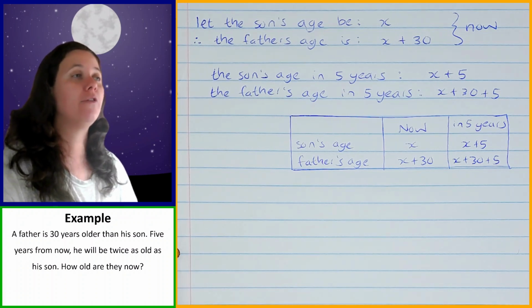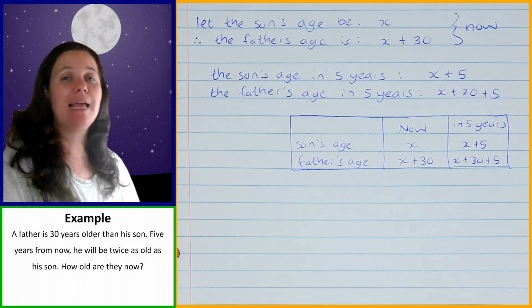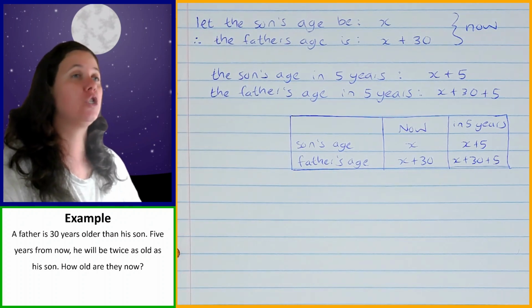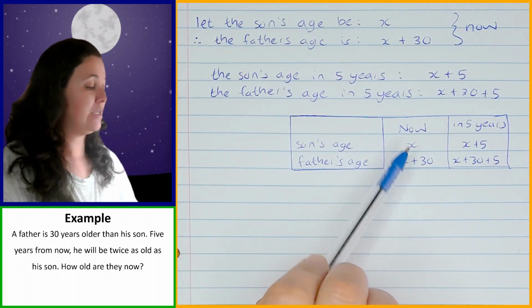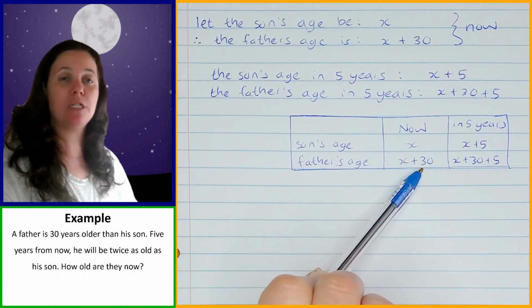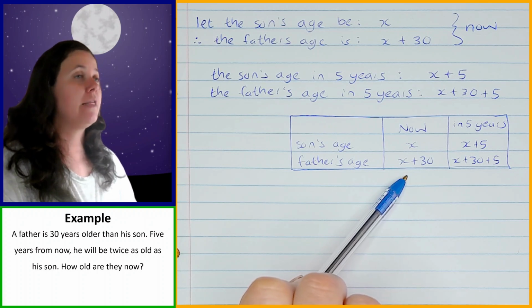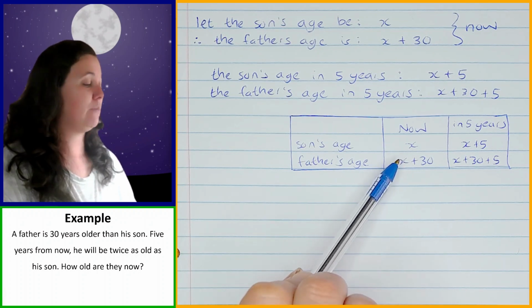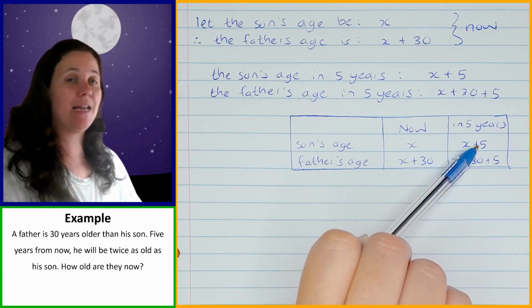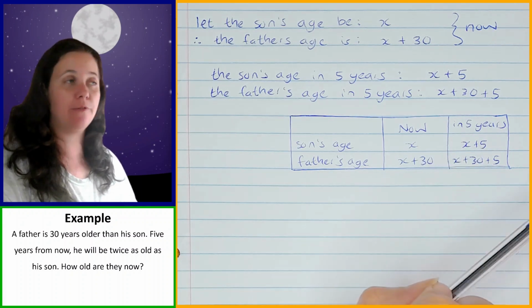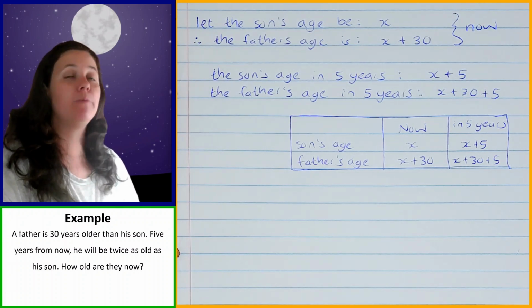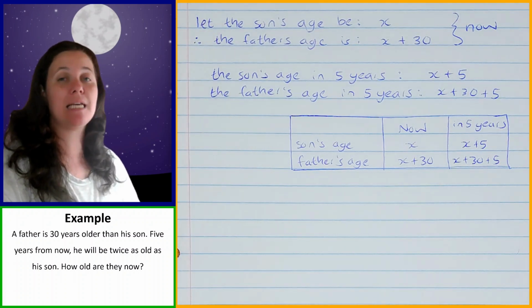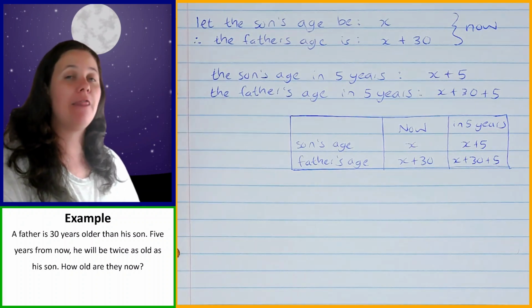So I'm going to go and look for the information that I haven't used from the question yet. So they told us the father is 30 years older than the son. We've used that. Over here, we said the son is x and the father is x plus 30 because he's 30 years older. Then they said 5 years from now, so we added 5 to each of their ages to find out what their age would be in 5 years. But now we haven't used this information yet, where it said 5 years from now, he will be twice as old as his son. That is what we're going to use now to write out our equation.